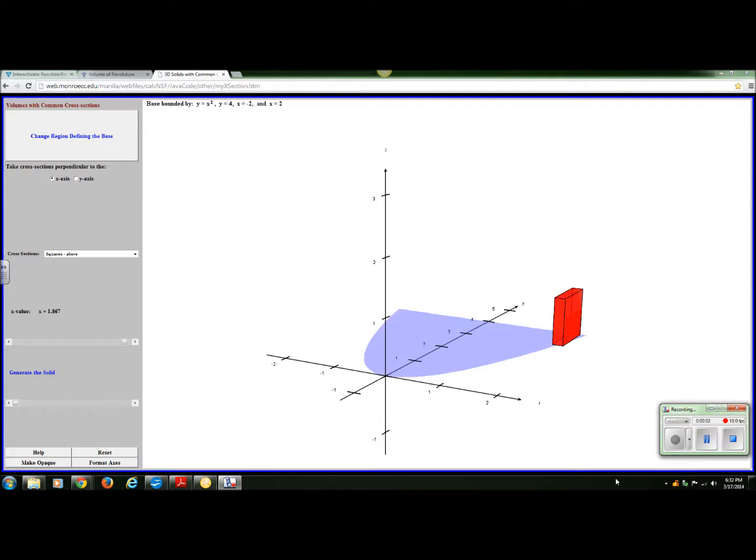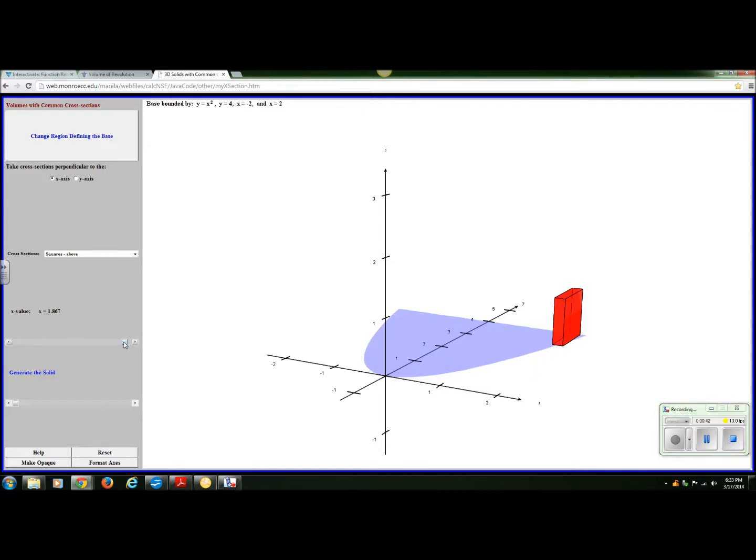Let's look at the second kind of volume problem in section 7.3. This involves a base of a certain shape. In this case, a parabola, y equals x squared, bounded by the line y equals 4 and the lines x equals negative 2 and x equals positive 2. And then this base is extended three-dimensionally by using cross-sections that are all squares. And these squares have a side length that is the distance between y equals 4 and y equals x squared. In other words, these side lengths are generated by the shape of the base.